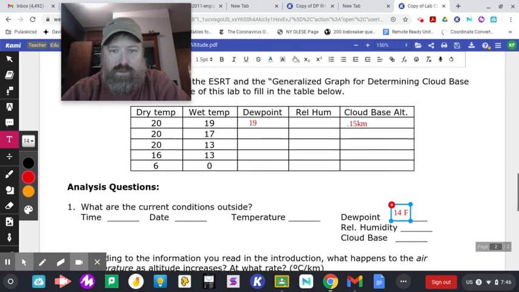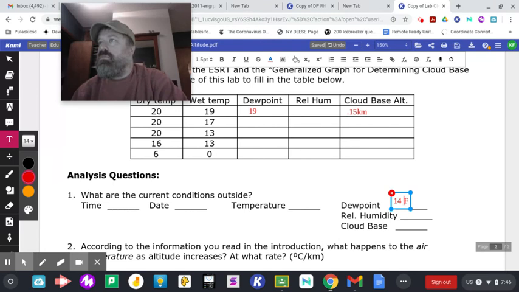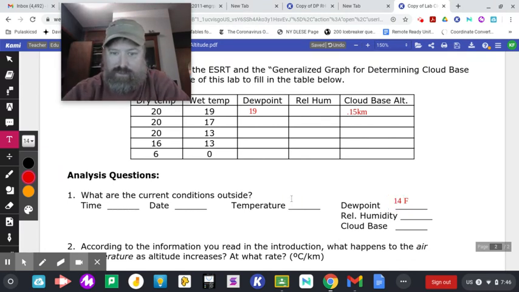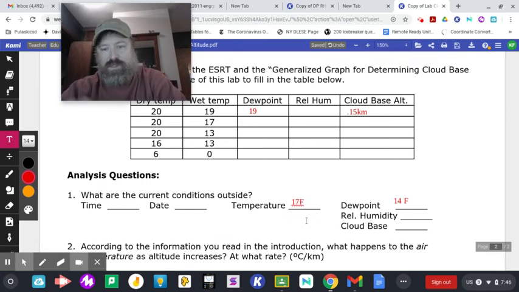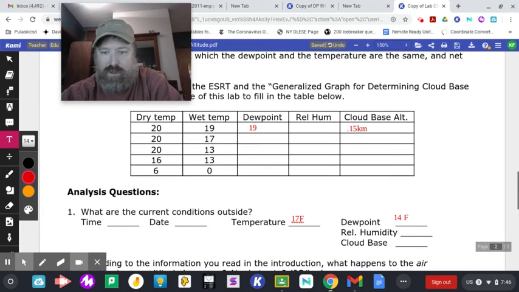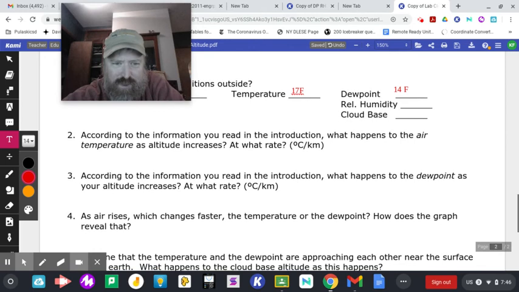And what else do you need? The temp, which is 17. And no wonder those clouds are not very high in the sky this morning. Convert those to Celsius, solve for relative humidity, and get yourself a cloud base. Let's make sure none of these are too hard.